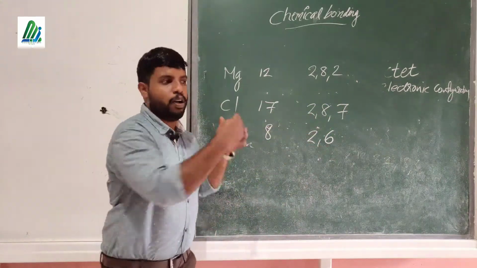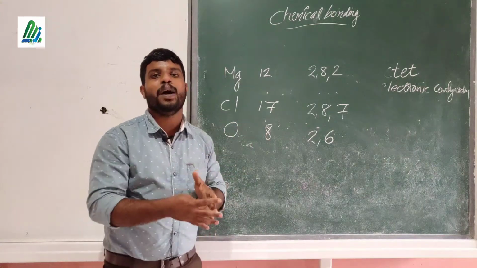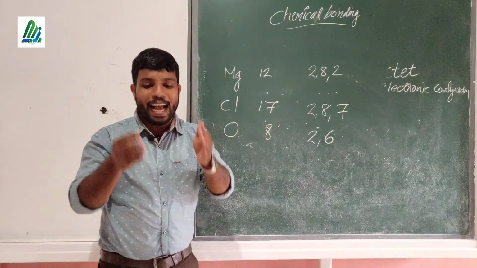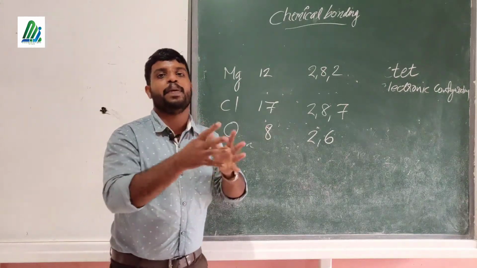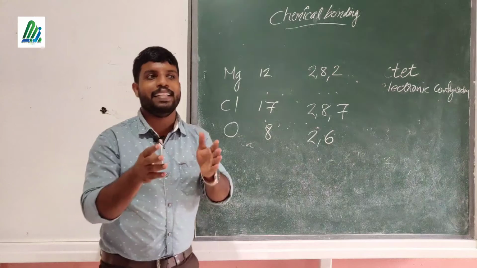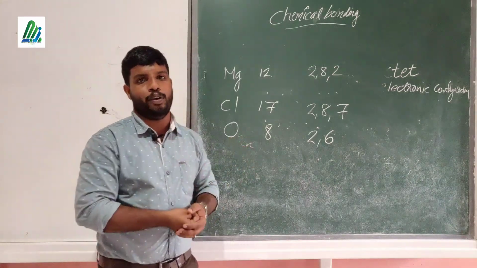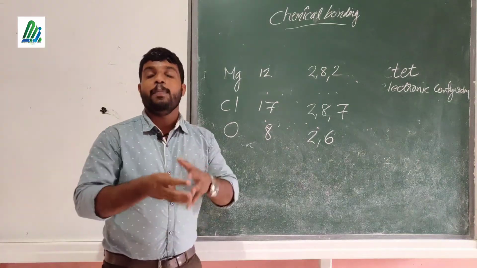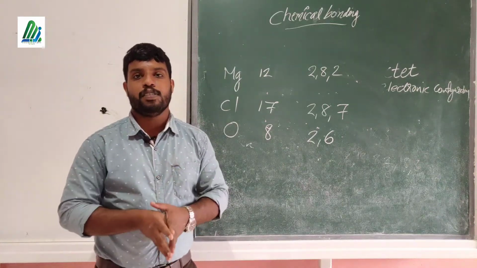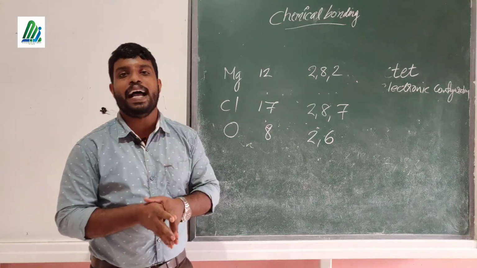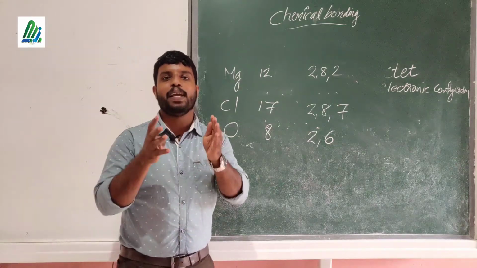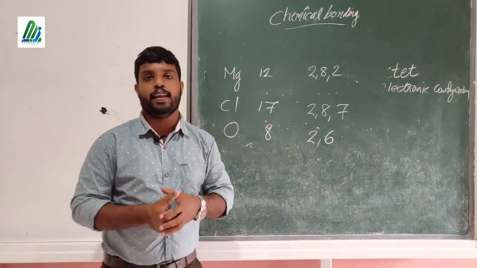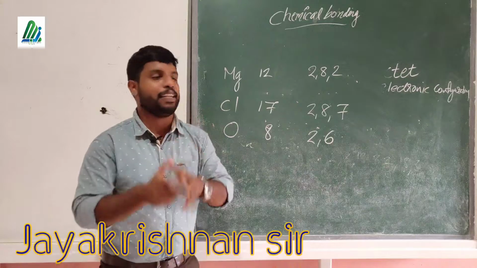But the atoms of these elements try to attain their stability. How do they attain their stability? They attain their stability by chemical bonding. So we are going to discuss chemical bonding. A chemical bond is a type of attractive force that holds the atoms together in a molecule.